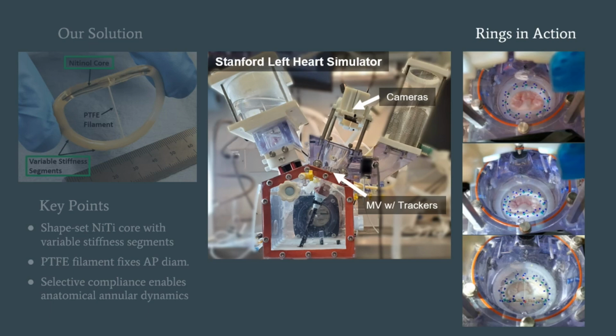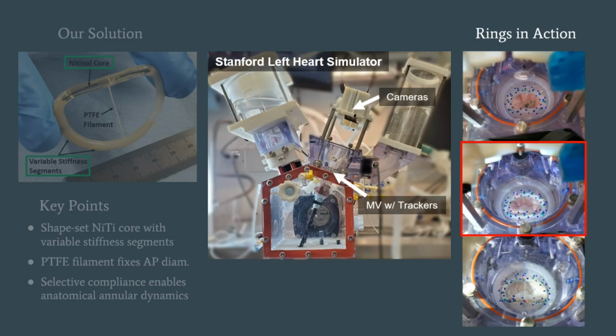We tested the ring in a porcine valve using the Stanford left heart simulator and compared the results to commercially available semi-rigid rings. The videos here show 3 example cases. At the top, no ring is embedded in the annulus, representing a dilated, unhealthy valve. Significant change in AP diameter is visible, as well as other undesirable characteristics.